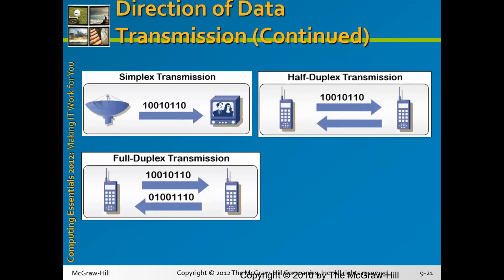The illustration in the slide shows a demo of the three modes of data transmission. Simplex, where data flows in one direction only. Half duplex, whereby data flows in both directions, but not simultaneously. Full duplex is whereby data transmits in both directions simultaneously.